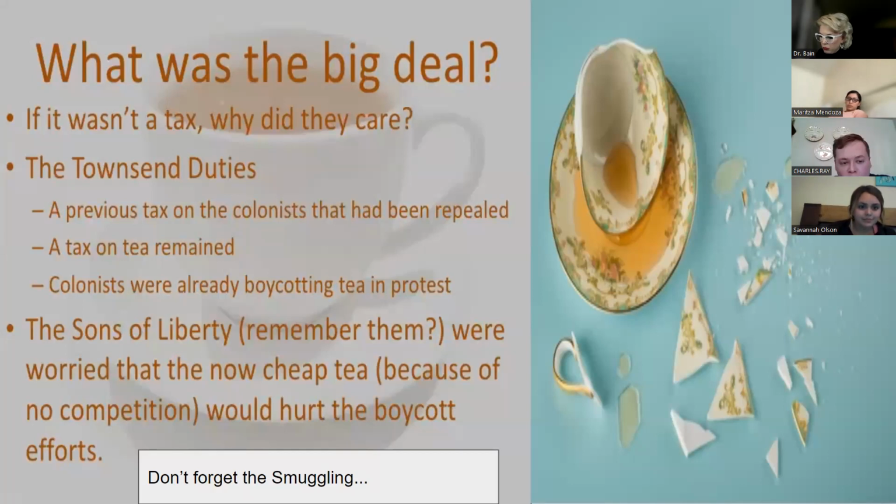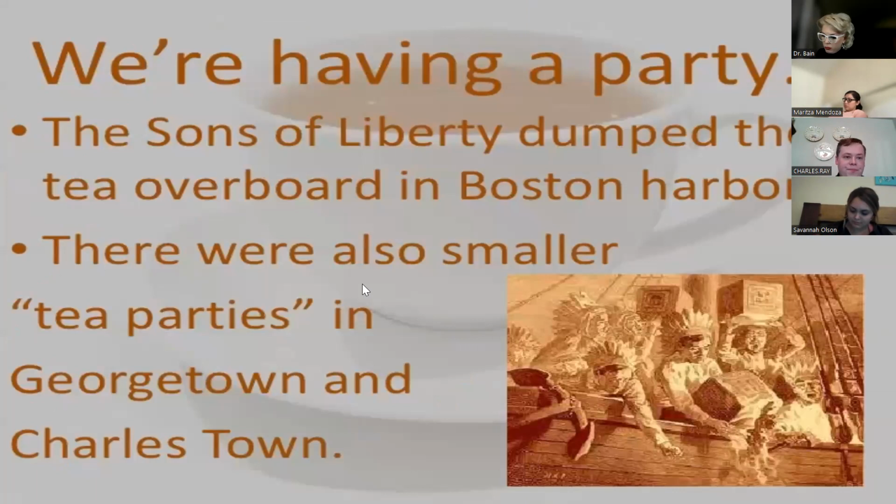So they start throwing these chests into the harbor and start stacking up. So they have to jump off the boats onto the piles and smash them with hatchets to make sure it gets ruined. That being said, it also wasn't exactly a secret. There were large crowds cheering them on. There are other tea parties too. Boston was just one of the bigger ones. There's tea parties in Georgetown, Charleston, and then a couple other places. This is all in protest against that Tea Act, saying, hey, we want to be able to sell it too. We don't have to buy from the East Indiamen.